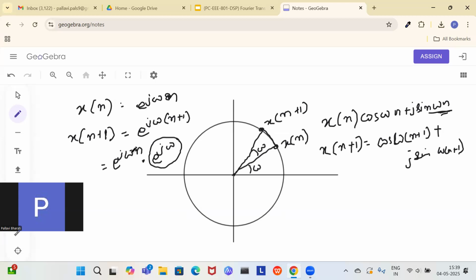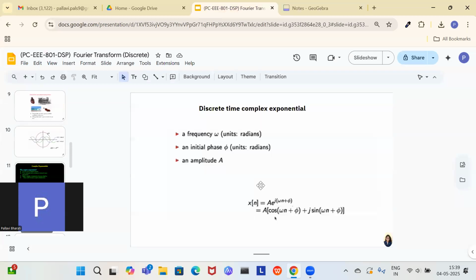But here, you have just phase shifted it, and in terms of mathematics, you are multiplying it by e to the power of j omega. This is the advantage of using the complex exponential. Now, the complex exponential has three parts: the frequency, the initial phase, and the amplitude. Keep in mind that the unit of this frequency is radians and not radians per second. Also, the unit of phase is radians, and the amplitude unit depends on the type of quantity you are measuring.